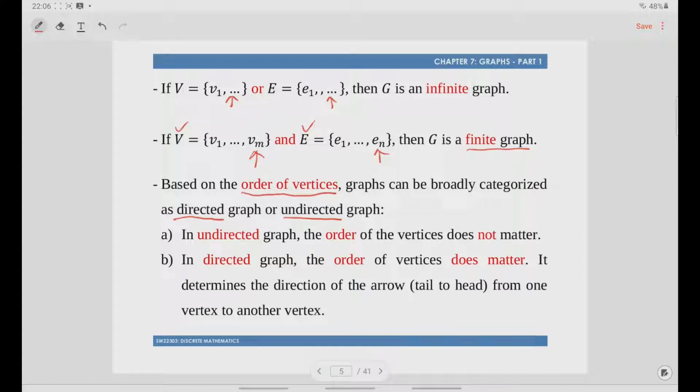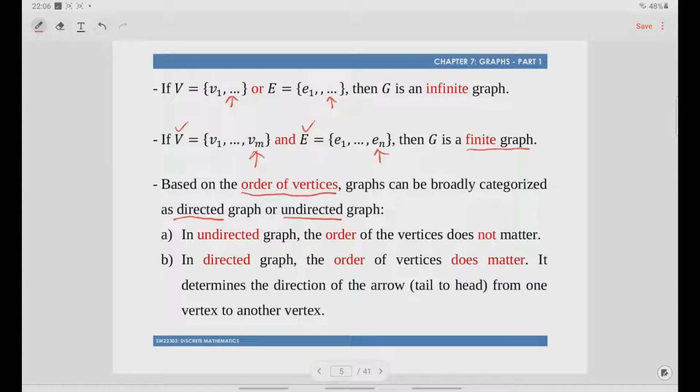In undirected graph, the order of the vertices does not matter. It doesn't matter which one comes first, which one comes later. That's for undirected graph.